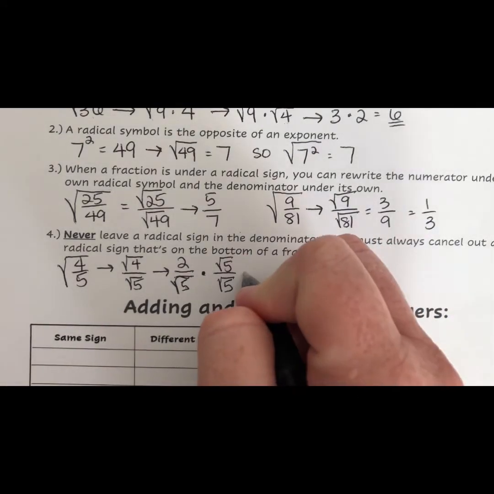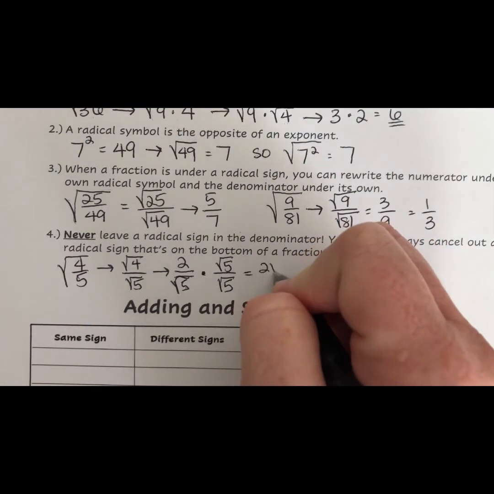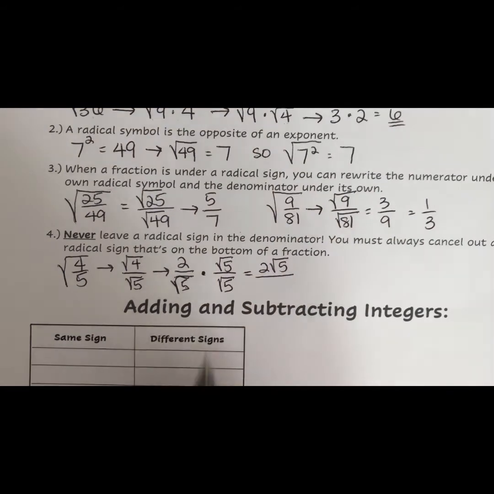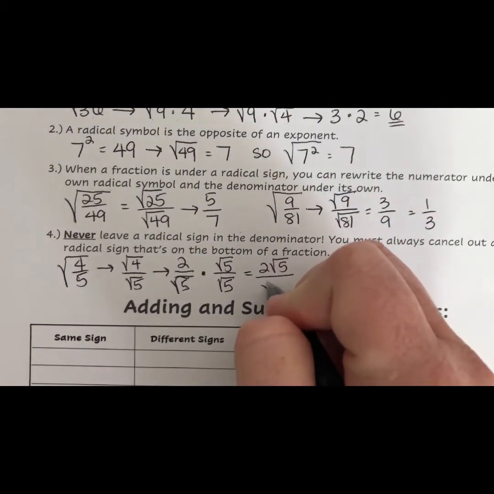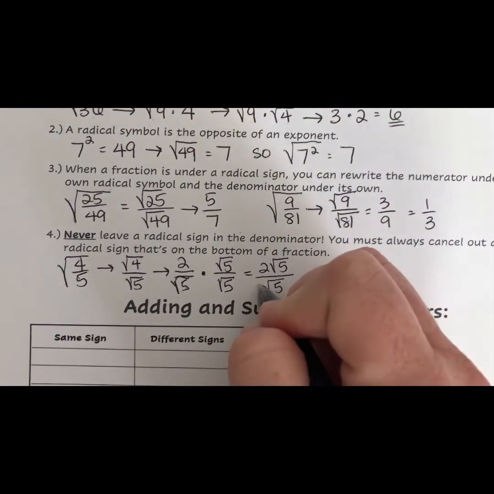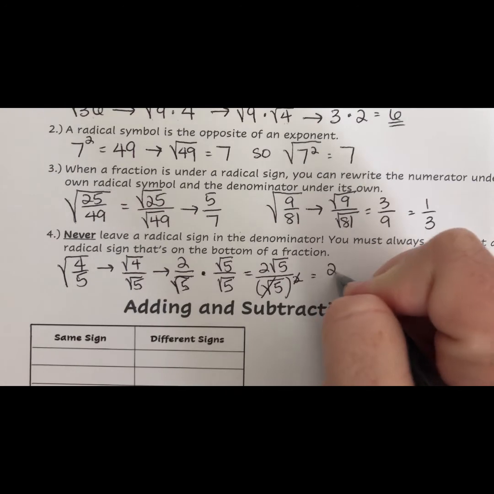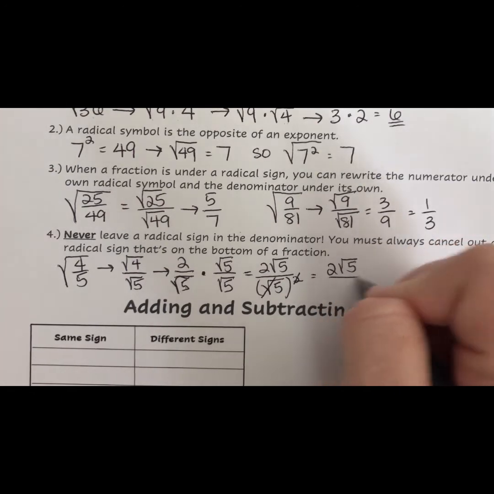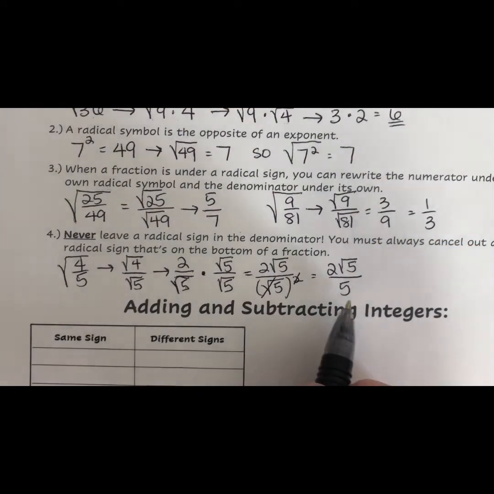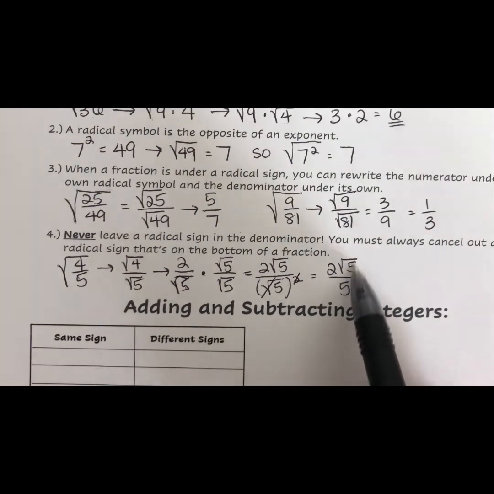And then also, once I multiply it across, 2 times square root of 5 over, this becomes square root of 5 times square root of 5, which is square root of 5 squared. And that's exactly what I want, right? Now this little squared symbol is going to cancel out this square root symbol, and I'm left with just a 5. So I get 2 square root of 5 over 5. Done. Now I don't have a radical on the bottom. Top, that's fine. You can have a radical sign on top of a fraction all day long. You just can't leave it on the bottom.